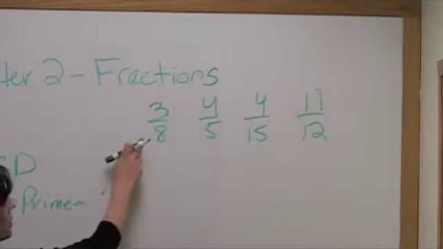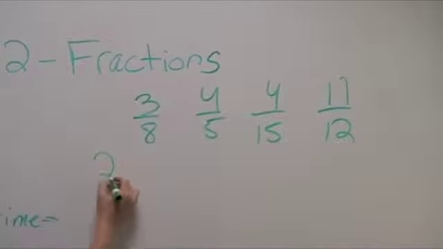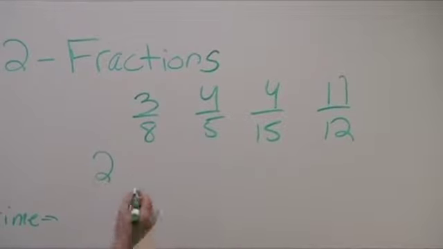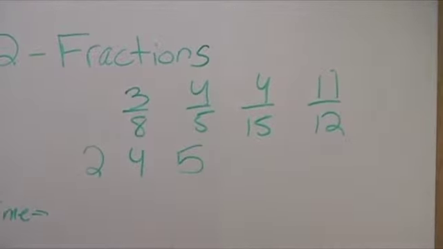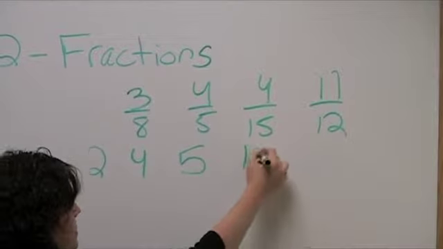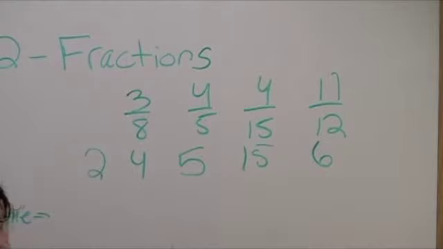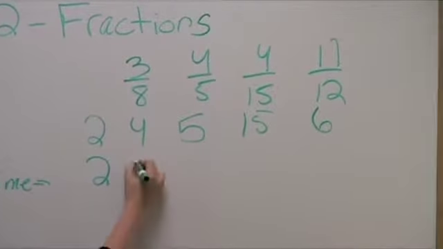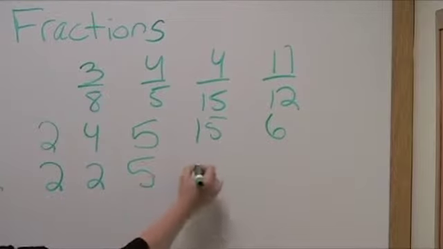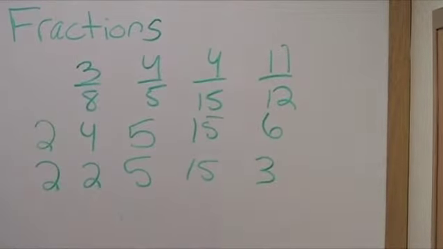So what I'm going to do is work with my denominators and pull out prime numbers. So first thing I'm going to do is pull out a 2. Well, 2 can go into 8 4 times. 2 cannot go into 5, so I bring my 5 down. 2 cannot go into 15, so I bring my 15 down. 2 can go into 12 6 times. Now I'm going to do that again. I could pull out another 2. It goes into 4 2 times, doesn't go into 5, doesn't go into 15, but goes into 6 3 times.